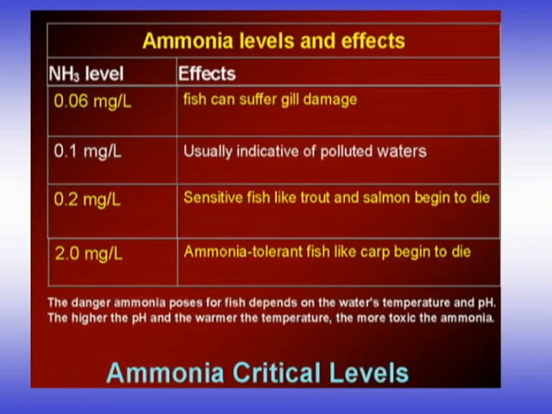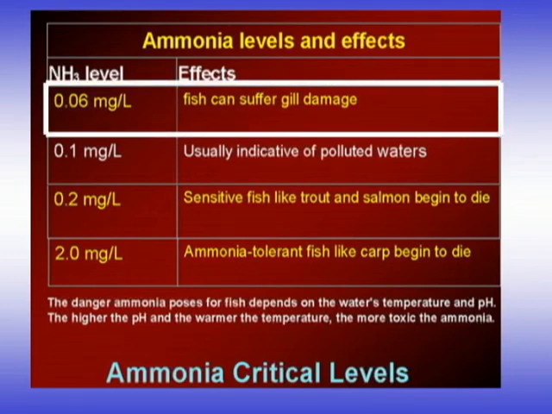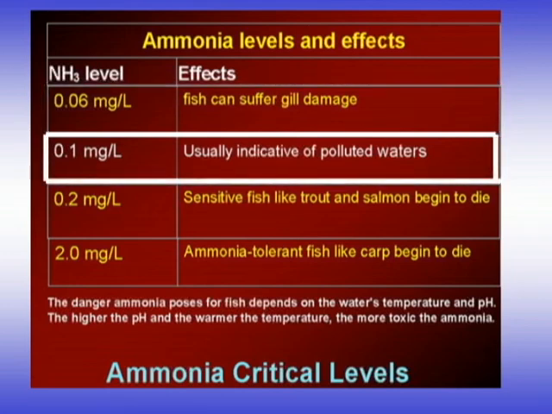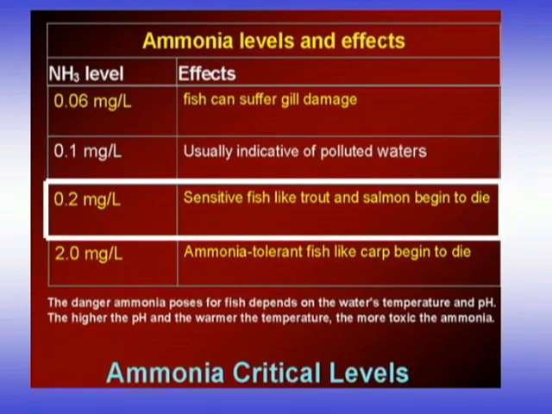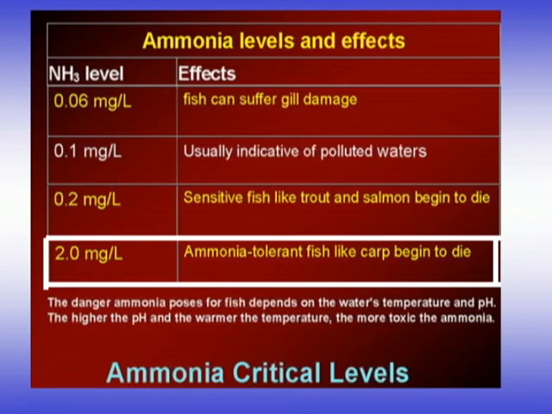At concentrations as low as 0.06 milligrams per liter, fish can suffer gill damage. At a concentration of 0.1 milligrams per liter, water is typically considered polluted. At a concentration of 0.2 milligrams per liter, sensitive fish, such as trout, begin to die. At a concentration of 2.0 milligrams per liter, tolerant fish, such as carp, begin to die.